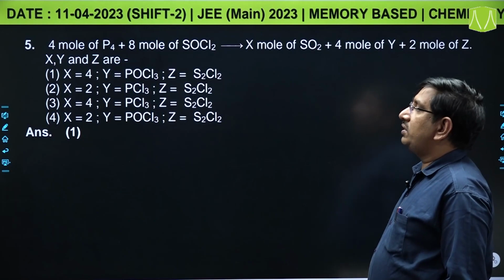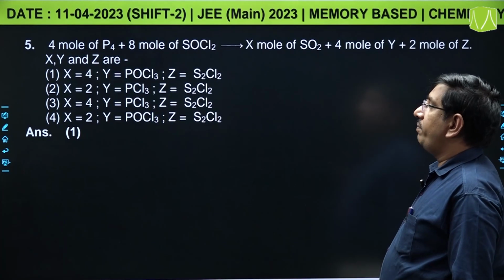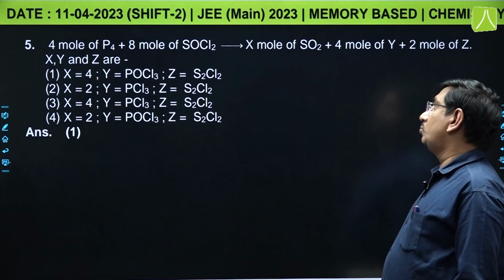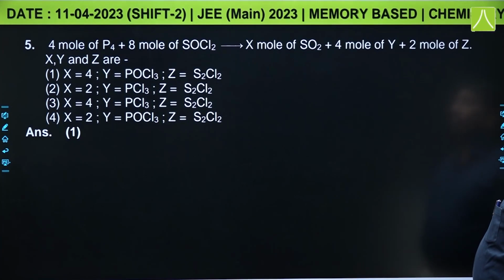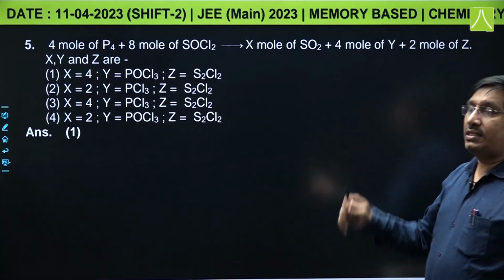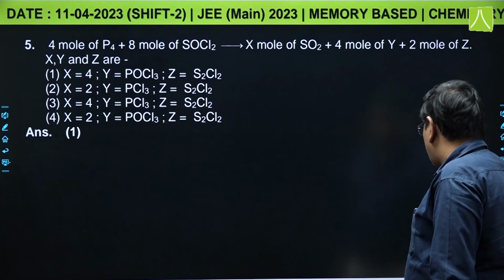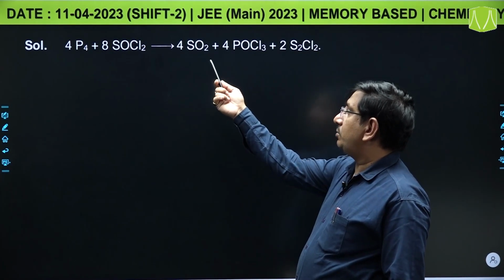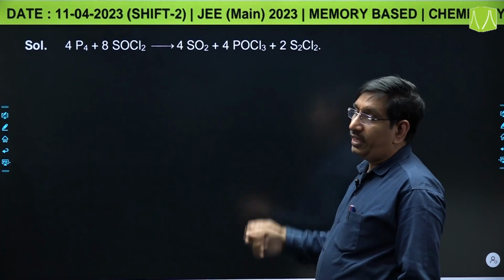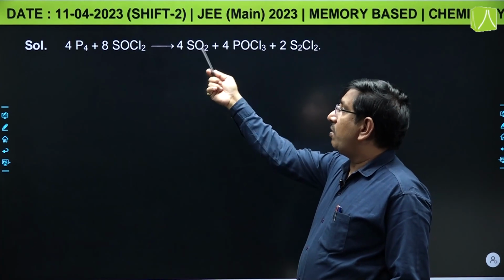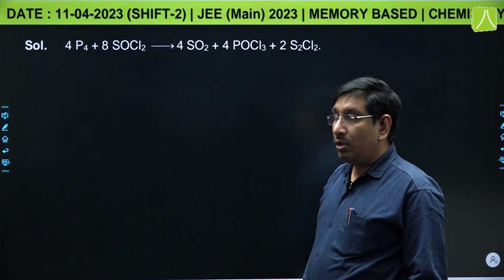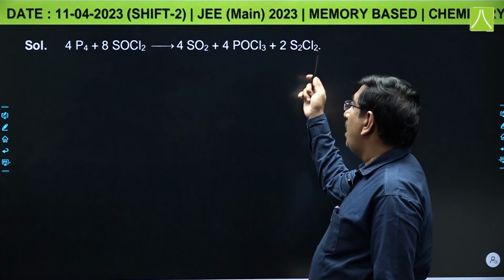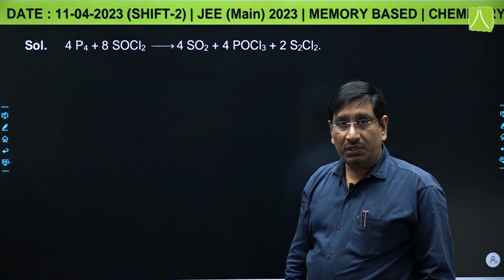Next one, 4 moles of P4 plus 8 moles of SOCl2 on reacting give x moles of SO2, 4 moles of Y and 2 moles of Z. We have to find x, Y and Z. Here, when phosphorus reacts with SOCl2, it gives SO2, POCl3 and S2Cl2. Here the number of moles of SO2 formed is 4, the compound Y is POCl3 and compound Z is S2Cl2.